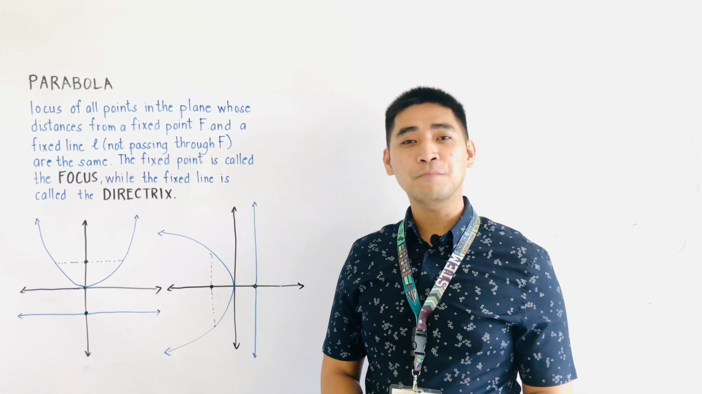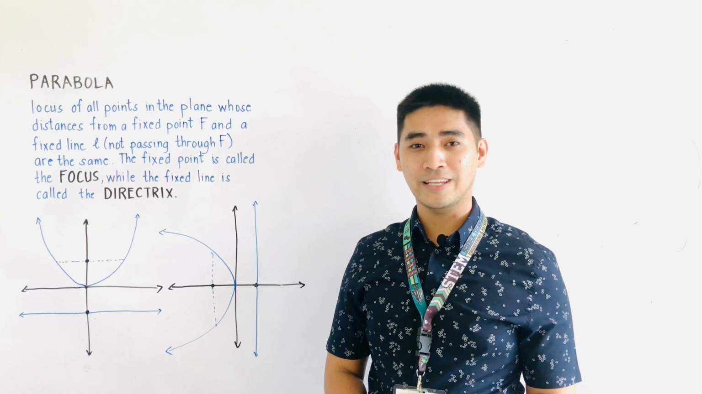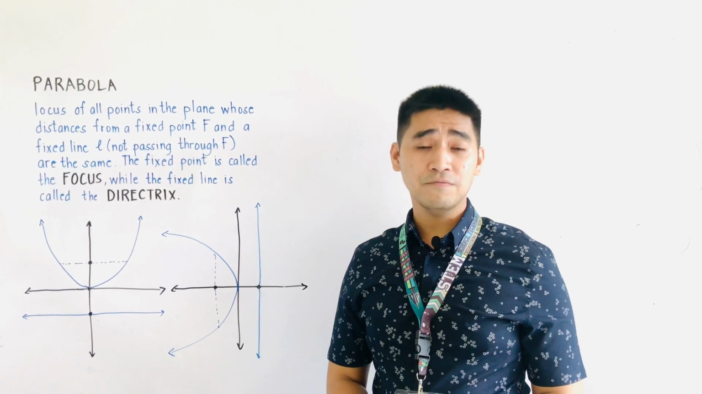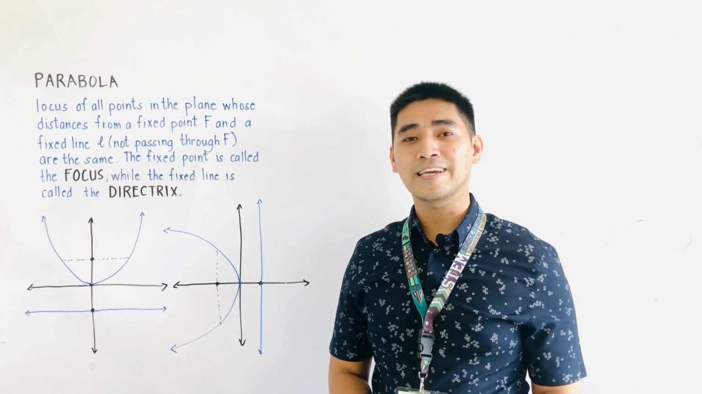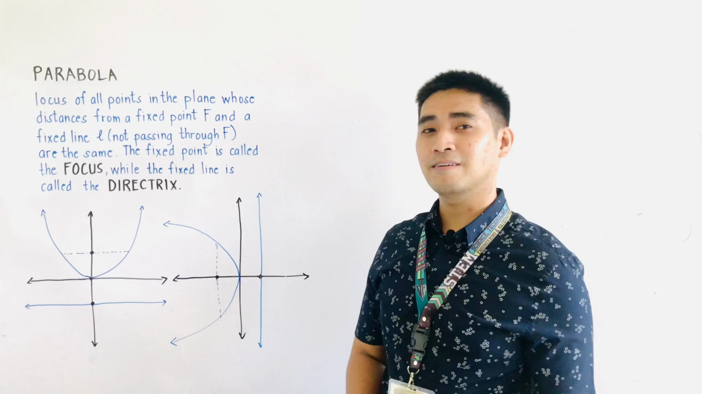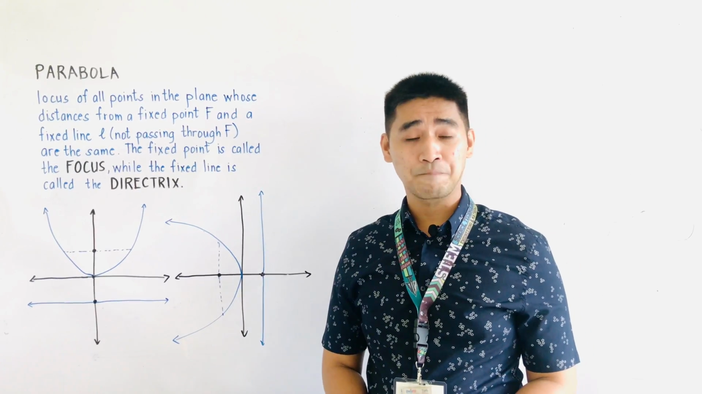Last time, we were able to discuss the first type of conic section, and that is the circle. For today's video, we will be discussing the second type of conic section, and we call that the parabola. So what is a parabola?